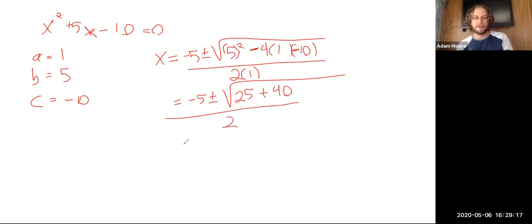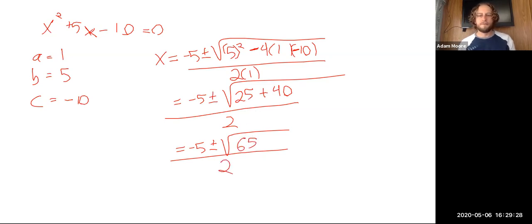And then there's a 2 sitting there. Now let's see here. We have negative 5 plus or minus... Anybody, what is that? 40 plus 25, 65. Radical 65 over 2. And now we're stuck at trying to figure out the answers.